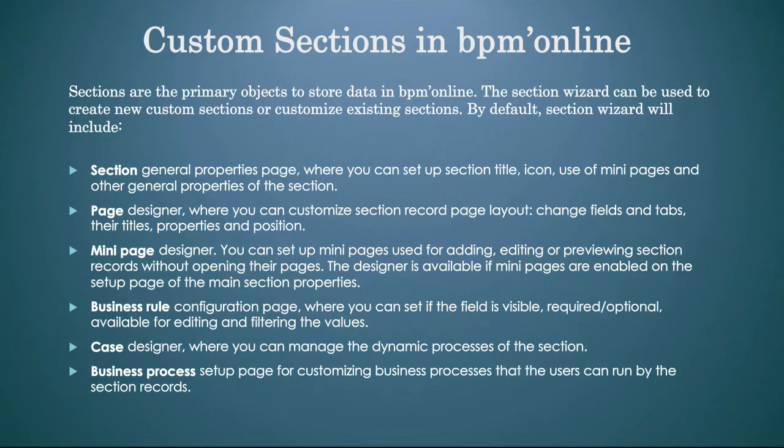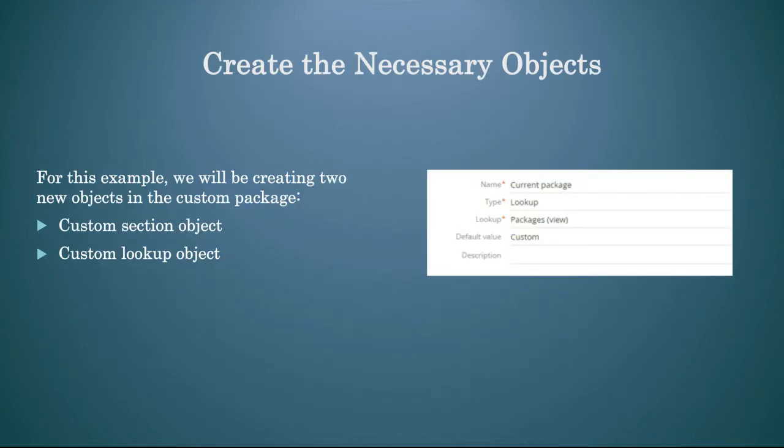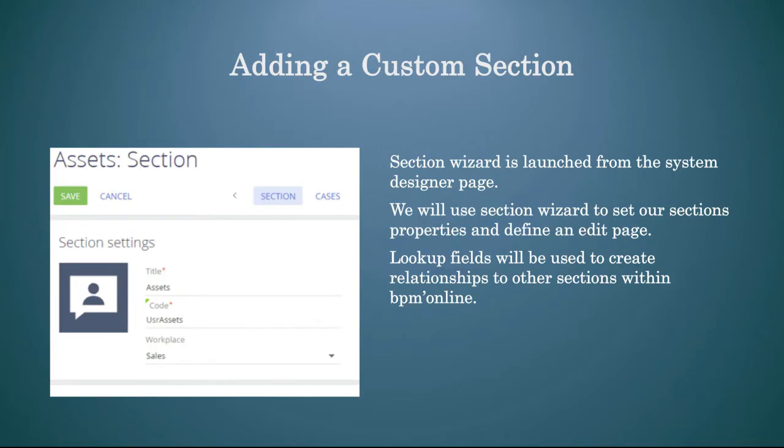So we're going to start by creating the necessary objects. Again, we're going to do this all through the wizard today. We're just going to create two objects this time, a section object and a custom lookup object that's going to be created by placing a lookup field onto our new custom section. From there, like I said, we're going to use the section wizard. We're going to set the section's properties, define an edit page, and we're going to use a lookup to the account section to create the relationship to the account section.